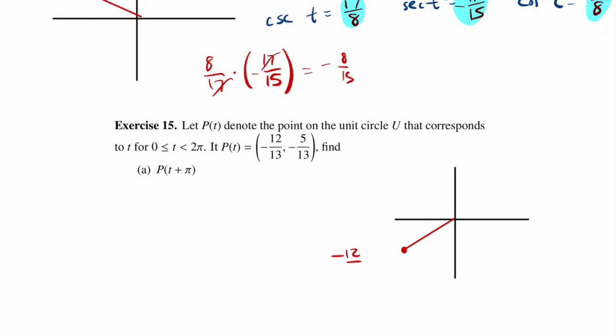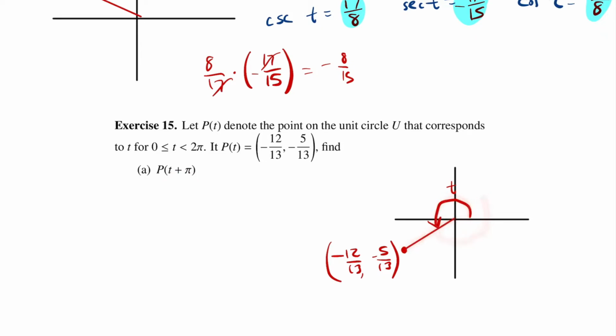12 over 13, comma, negative 5 over 13. All right, so once again, this time they're asking us to find this point. So notice that this is angle t. What we're given is angle t. Now they're asking us to find t plus pi. So t is here. This is the terminal side. We have to add pi to that.